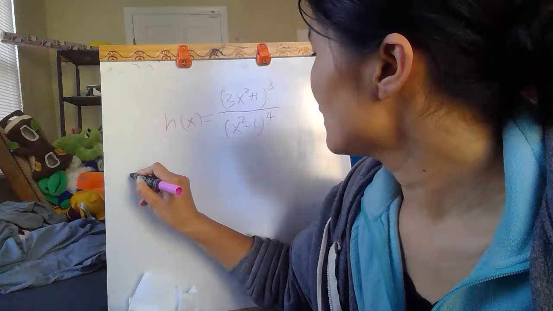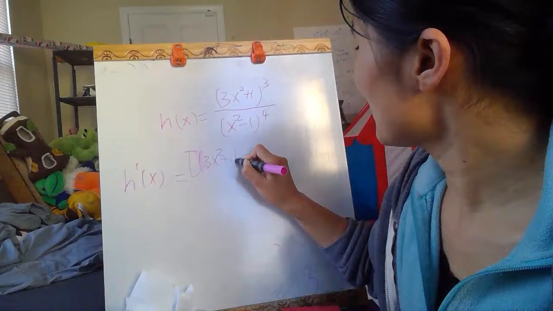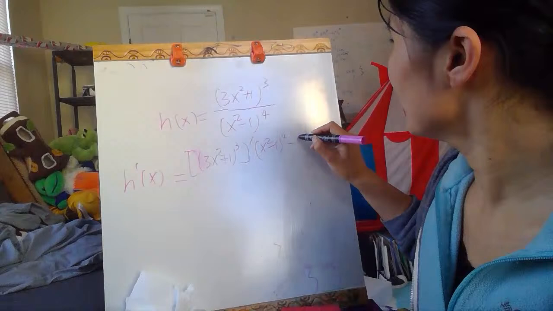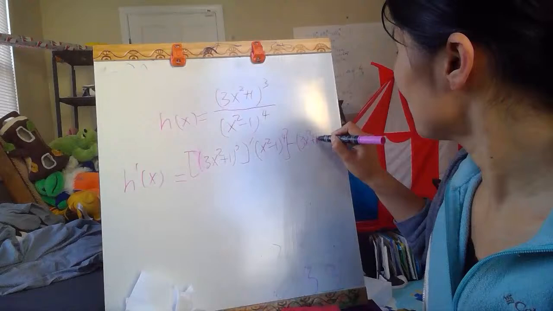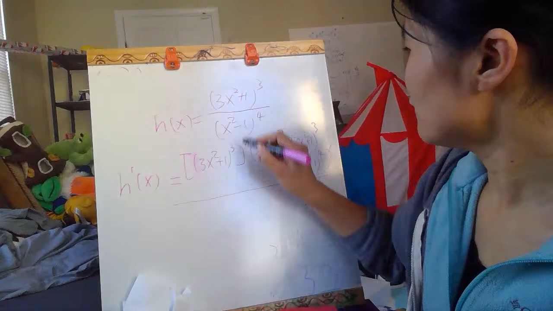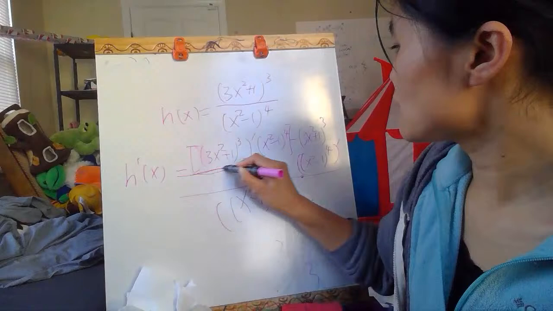h prime of x equals the derivative of the top, 3x squared plus 1 cubed, derivative times bottom, minus 3x squared plus 1 cubed times the derivative of the bottom, then over bottom squared. Do you see this? Yeah. So now we need to know what this derivative is.